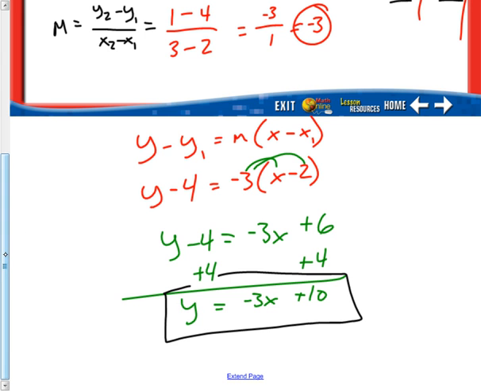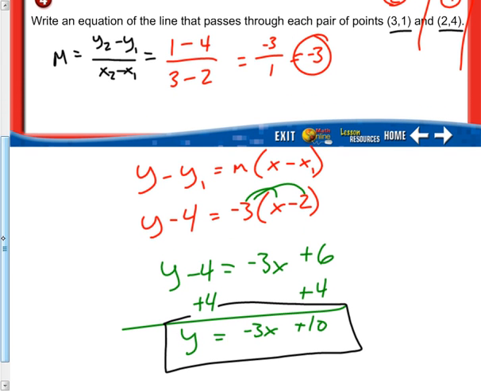So we had a lot to do there. That's quite a few steps. The first thing we needed to do was to find the slope. Once we found the slope, then we can use the point slope formula, plug in one of the 2 points, solve for y, and we have our slope-intercept form.